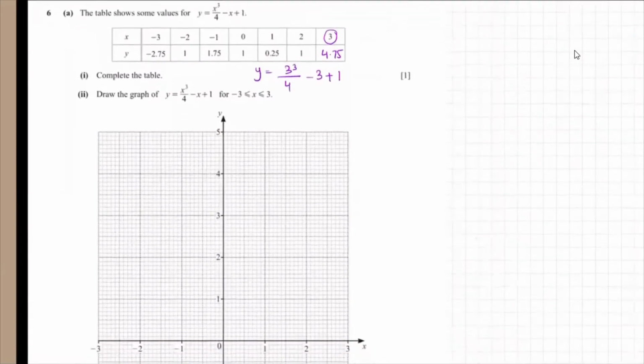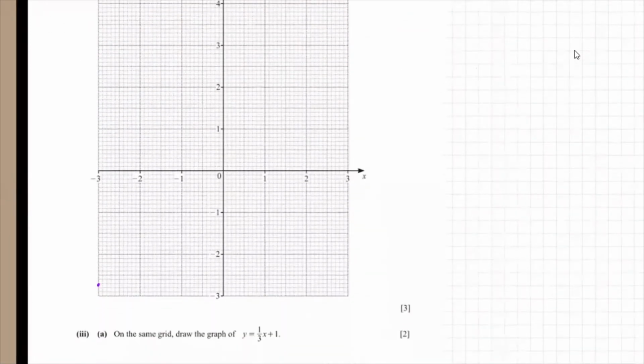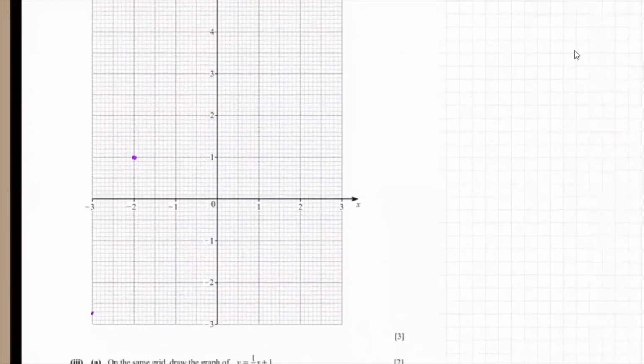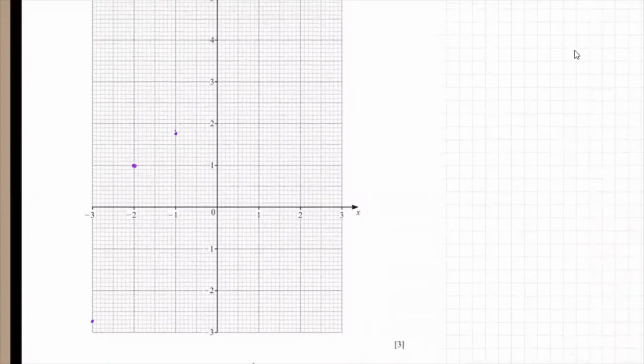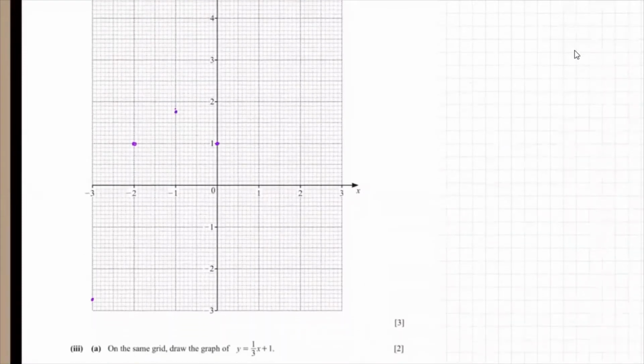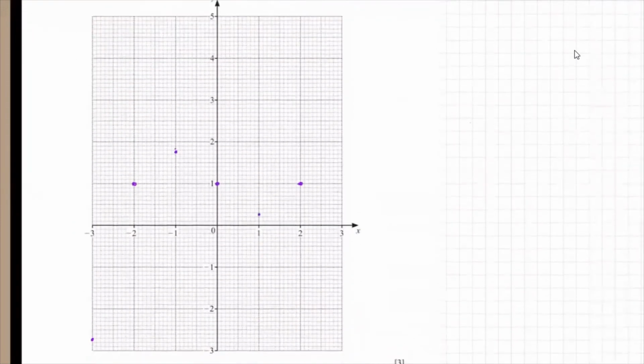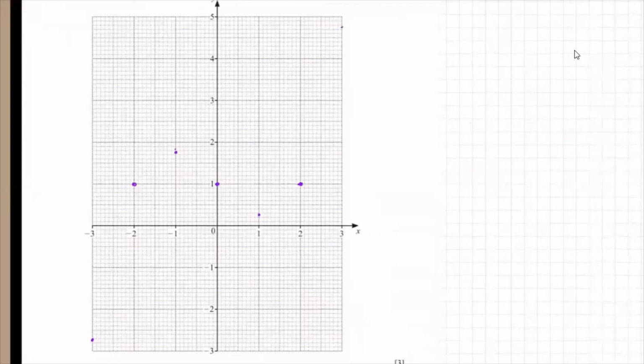The second point is minus 2, 1, which is here. Third point is minus 1, 1.75, which is over here. 0, 1, easy, this is here. 1 and 0.25. Be very precise with your decimals. 2, 1 goes up and 3, 4.75 comes over here.